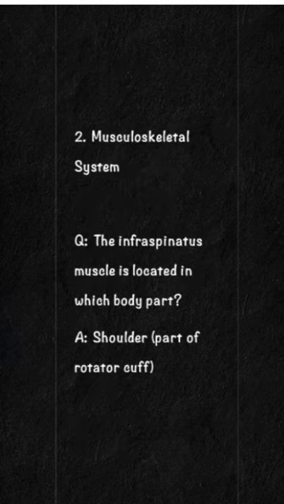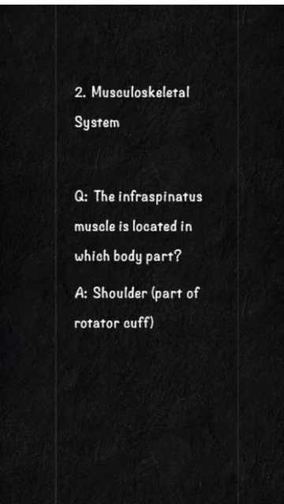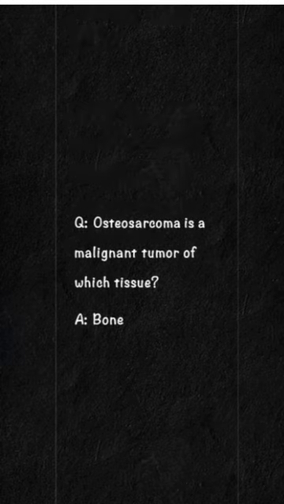Then a question from the musculoskeletal system. The question, the infraspinatus muscle is located in which body part? Answer is shoulder, part of the rotator cuff. The next question, osteosarcoma is a malignant tumor of which tissue? Answer is bone.